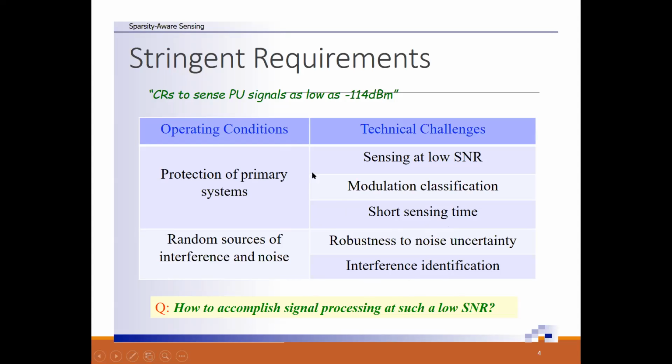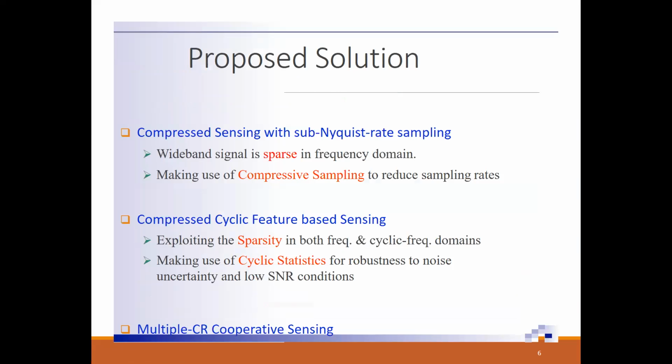Finally, another problem is how to accomplish signal processing at such a low SNR value. So problem one, how to handle the complexity or resolution trade-off. Second, how to accomplish the signal processing at low SNR. So what are the proposed solutions for these problems? One is to go for compressive sensing with a wideband, applying the sub-Nyquist sampling technique. There you can get rid of the high sampling rate with a compressive sampling based framework.